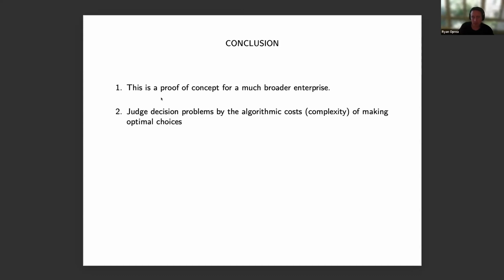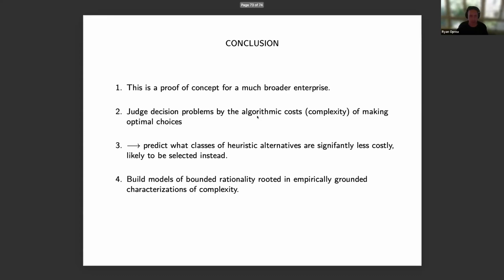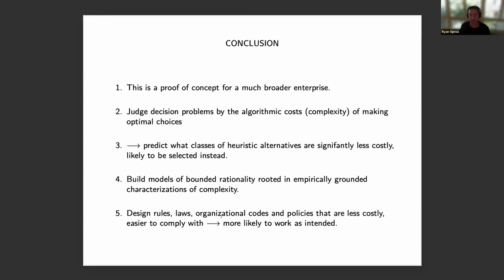Okay, so this is just a proof of concept for a much broader enterprise. We could judge decision problems not by the primitives of the decision problems, but by the algorithmic cost of making optimal choices in them. And we might be able to use this to predict what classes of heuristic alternatives are less costly and are likely to be selected instead of optimal choice rules. The idea is that someday we could use this kind of thing to build models of bounded rationality that are rooted in empirically grounded measurements, characterizations of what makes one type of behavior more complex than another. We could also use this to design rules, laws, organizational codes, bureaucracies that are easier to comply with and therefore more likely to work as intended.